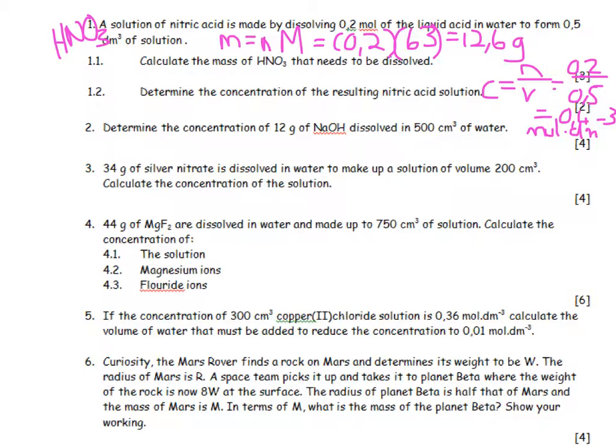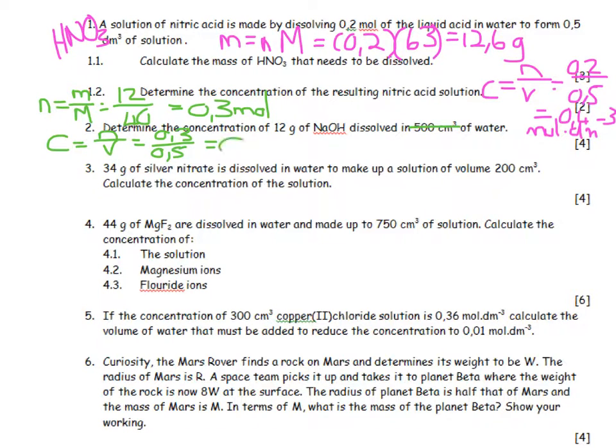Determine the concentration of 12 grams of sodium hydroxide dissolved in 500 centimeters cubed of water. The first thing to do is to work out my number of moles. Mass over molar mass, which is 12 that they give me. The molar mass of sodium hydroxide is 23 plus 16 plus 1, which is 40, and that is 0,3 moles. You then are going to say concentration is equal to number of moles divided by volume. 0,3, I have to change the 500 centimeters cubed into 0,5 decimeters cubed, and I land up with 0,6 moles per cubic decimeter.